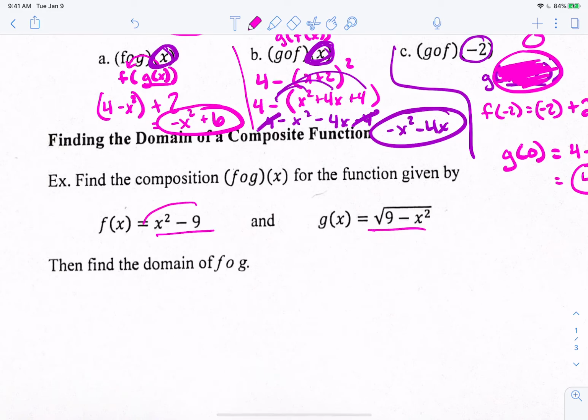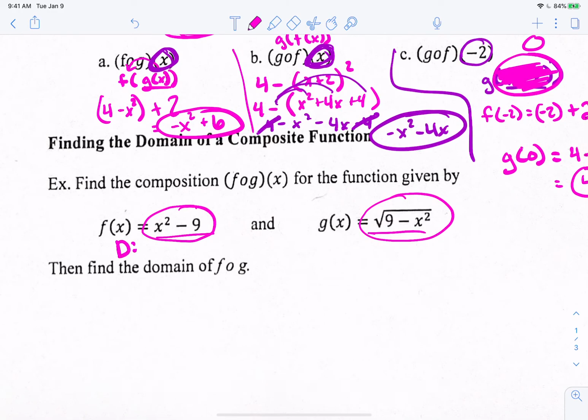So f of x was this, g of x was this. Before we do anything else, let's find the domain of this one and the domain of this one. What's the domain of x squared minus 9? What am I allowed to plug in and not allowed to plug in?